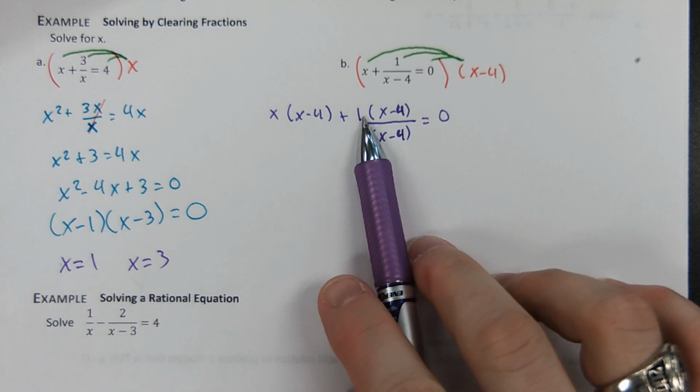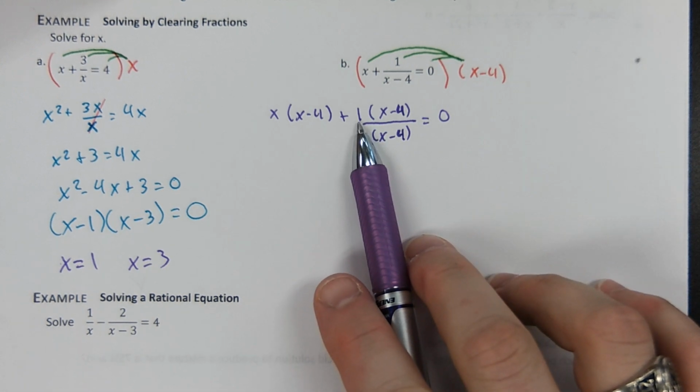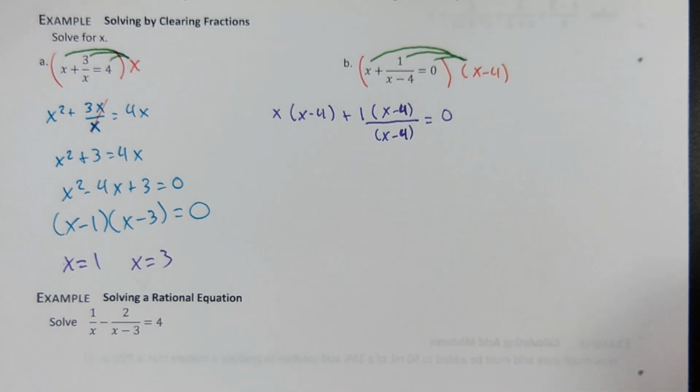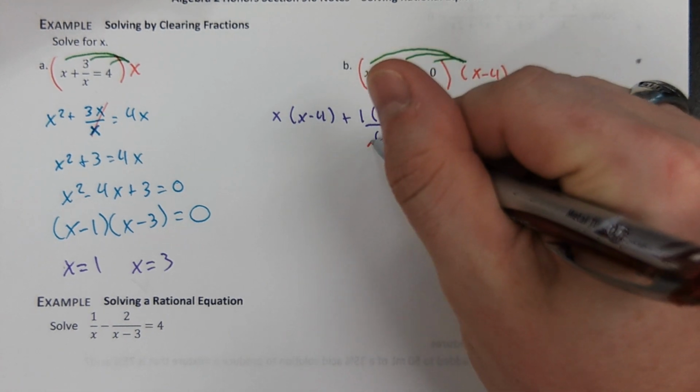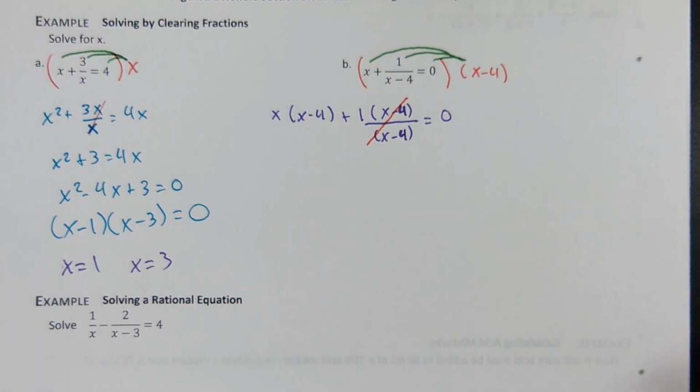Did I need to write the plus 1? No, right? So why did I is the question. Let me show you why. I'm trying to help you avoid a very common student mistake. You see, x minus 4 over x minus 4, that cancels. And what's the common student mistake right there? They do cancel. I did it in pen.